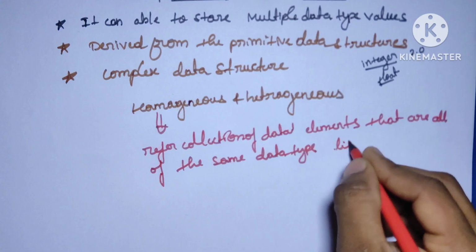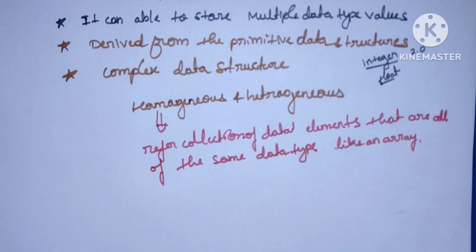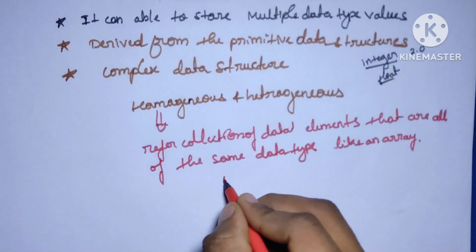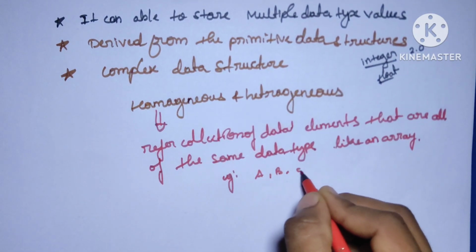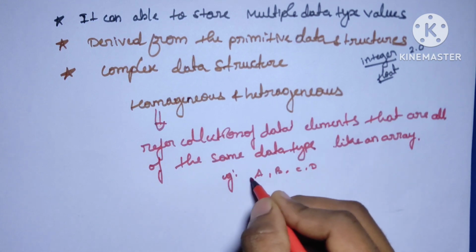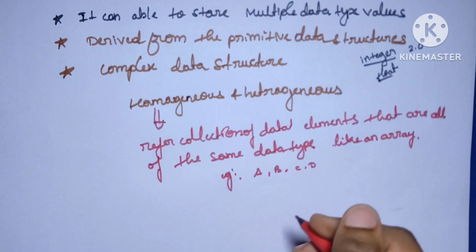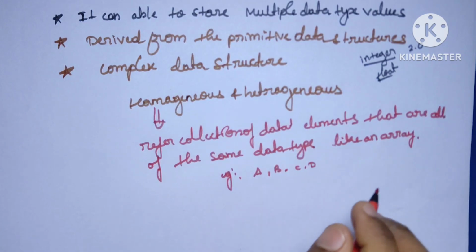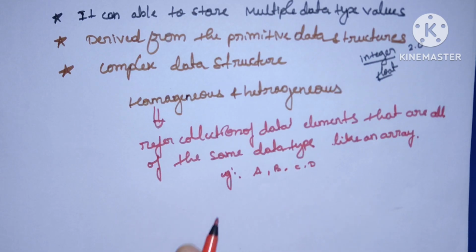Like an array; we will discuss what an array is in upcoming sessions. For example, if I store the elements a, b, c, d, these belong to alphabets, right? So we can make them a single group, and that is a homogeneous element. Here I have not inserted any kind of numbers. A number is a digit, it does not belong to the alphabets.